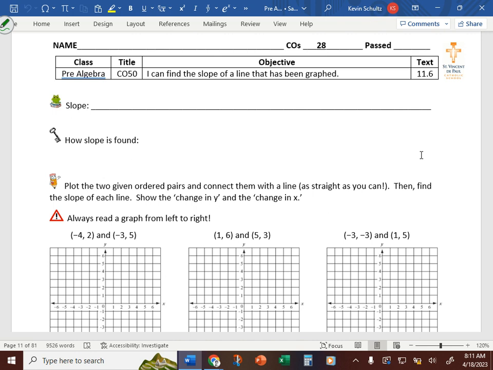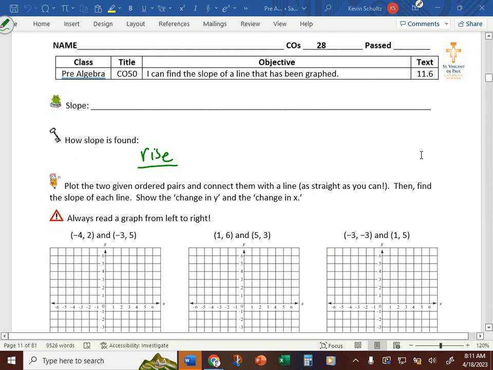Zoe: Rise over run. That's the thing. Sure. I'm going to put that under how slope is found. Rise over run. Okay. Good. What else do you remember about slope? Anything?